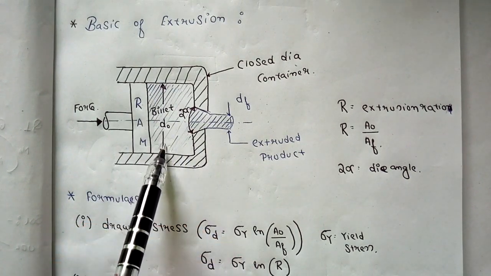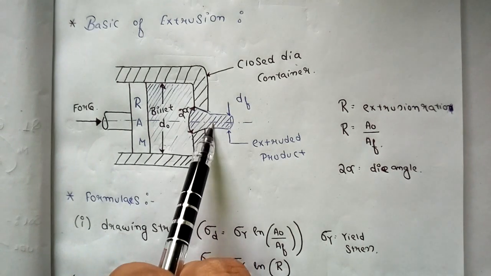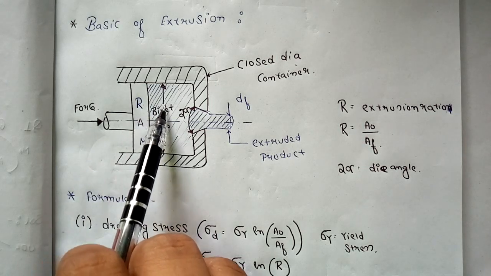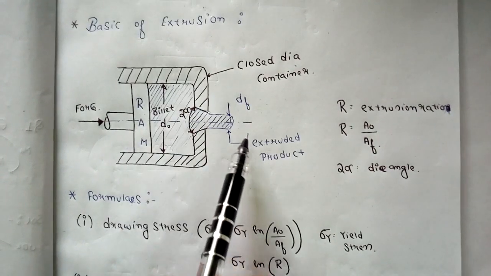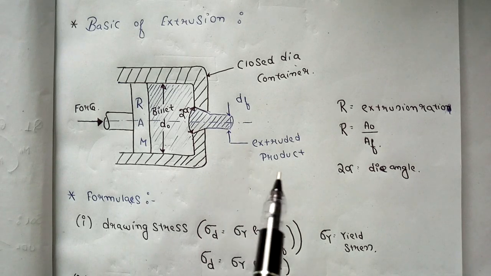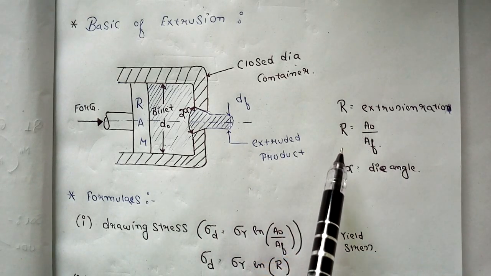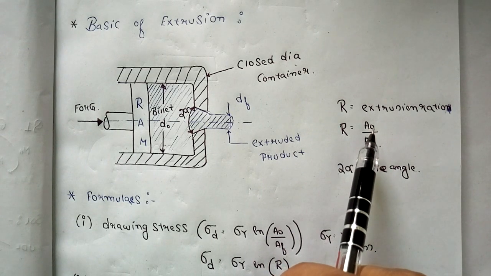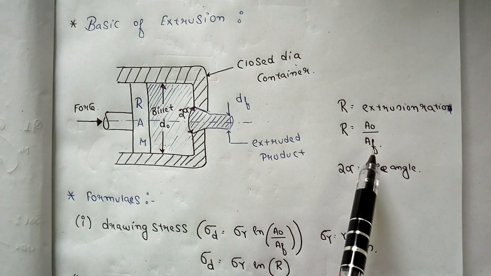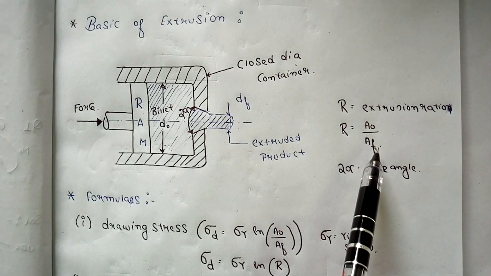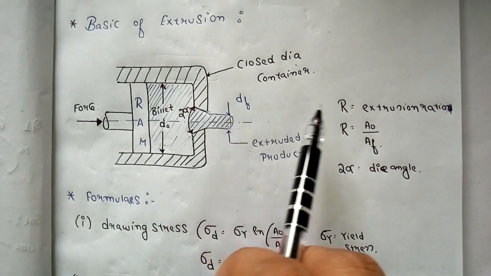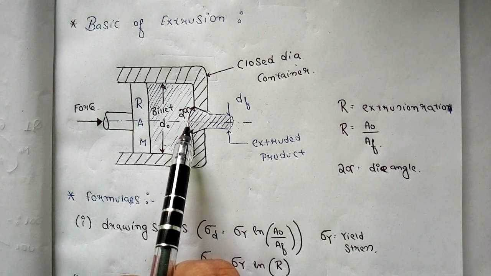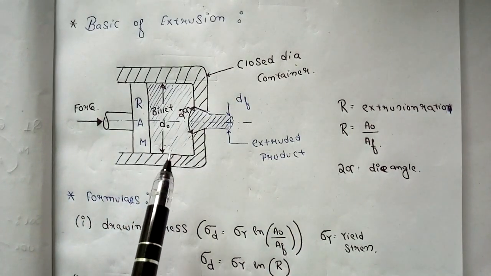Initially the diameter of the billet was d0, and after extrusion the diameter of the extruded product becomes df. We are giving force to the ram, the force is transferred from the ram to the billet, and therefore the billet passes through this hole and we get our extruded product. Just remember the extrusion ratio, which is denoted by R. Here R is equal to A0 by Af, where A0 is the initial area, which we get by pi by 4 into d0 square, the initial diameter square, and Af is the final area, which we get by pi by 4 into df square, the final diameter square. So this is the extrusion ratio. One more important thing is this 2 alpha, the die angle, and alpha will therefore be half of the die angle.